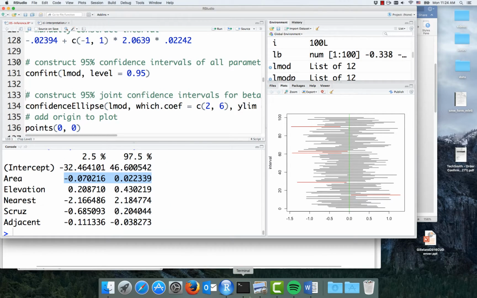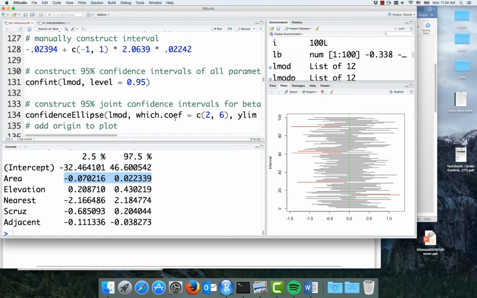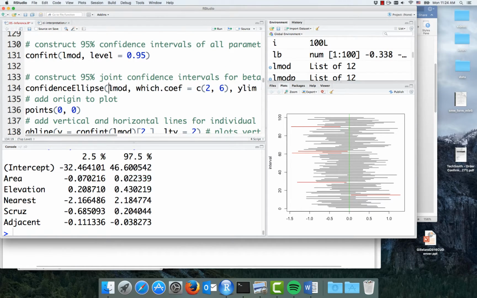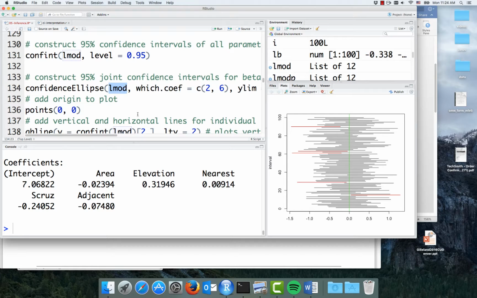So let's actually just look at the R code here. I have my fitted linear model, so let's just take a look at that. Okay, and you can see here that the area coefficient is in the second position of this list, so 2, and then we also wanted the regression coefficient for adjacent, which is in the 6th position. That's the reason why I'm choosing 2 and 6 here, because the area coefficient is in the second position, and the adjacent coefficient is in the 6th position.